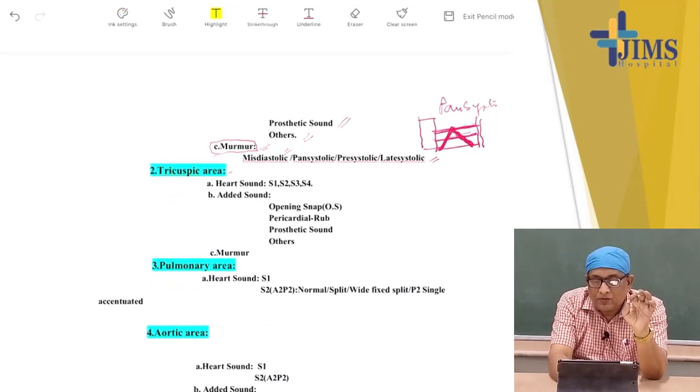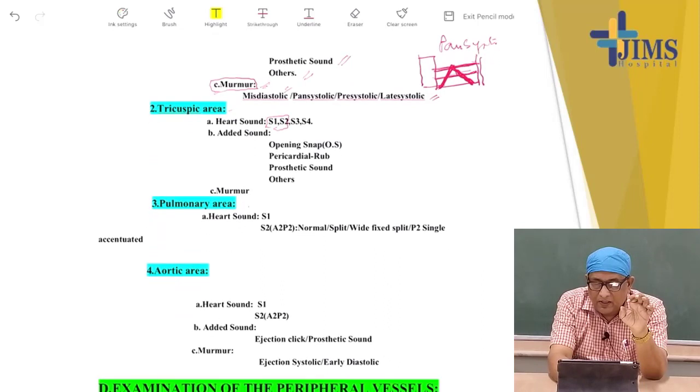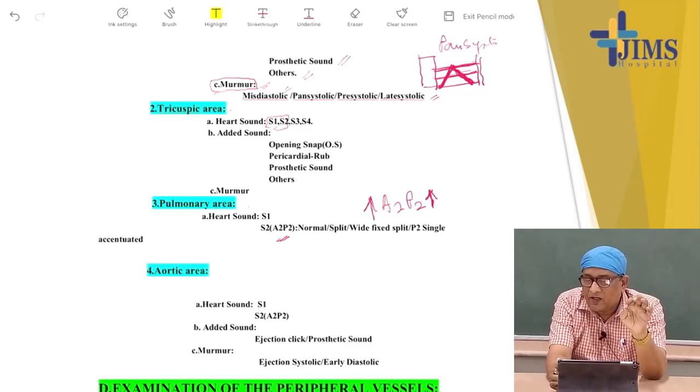Then if you put your stethoscope over the tricuspid area, here also you have to hear the first sound, second sound, and any added sound. The same applies to all the areas. In the pulmonary and aortic areas, you have to concentrate on the second heart sound, whether the aortic component or the pulmonary component is more prominent, A2 and P2. If P2 is accentuated, this is pulmonary hypertension. If A2 is accentuated, then it is systemic hypertension.